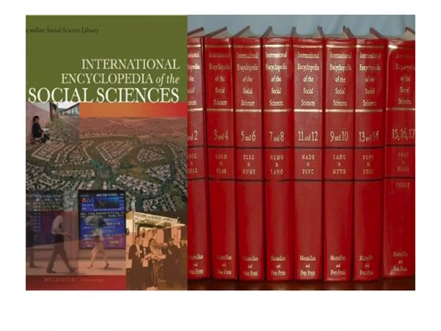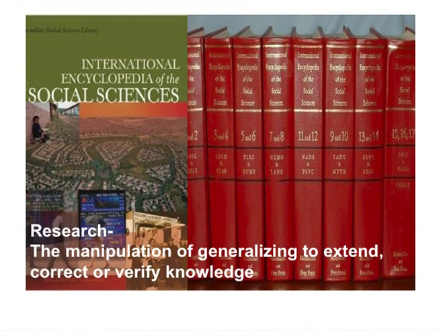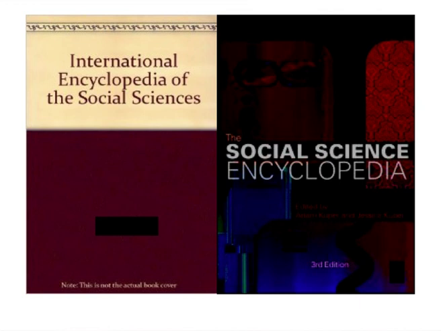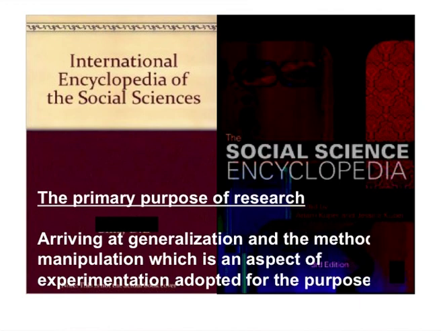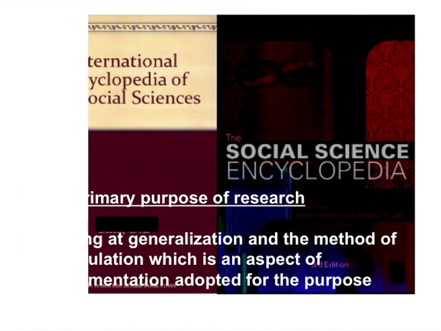The Encyclopedia of Social Sciences defines research as the manipulation of things, concepts or symbols for the purpose of generalizing to extend, correct or verify knowledge. This definition highlights the primary purpose of research as arriving at generalization, and the method of manipulation, which is an aspect of experimentation adopted for the purpose.